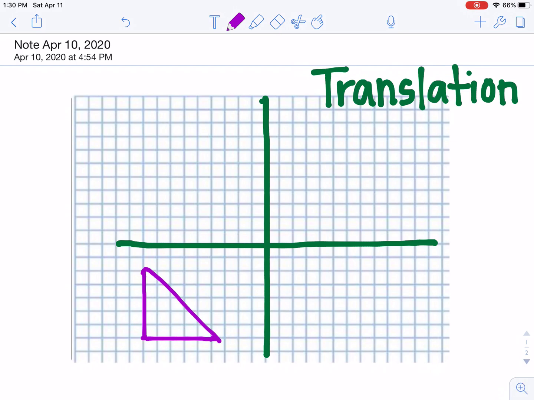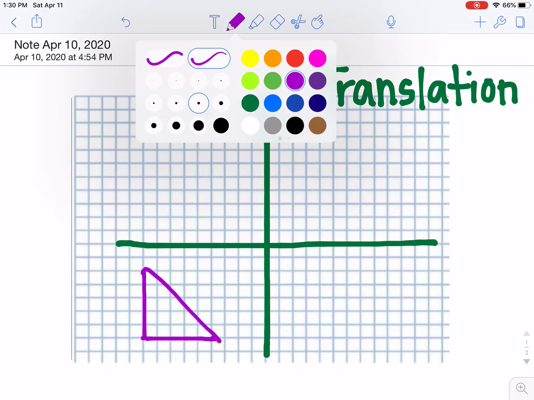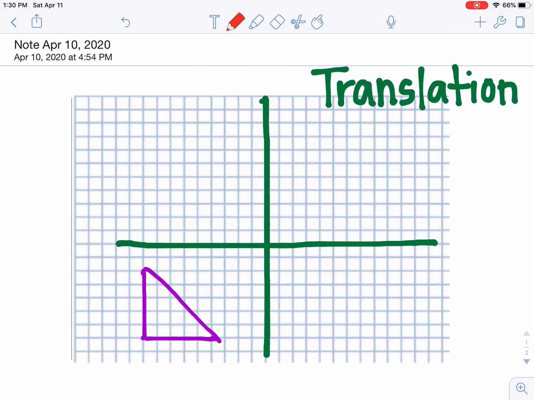And now if they asked you to translate it up 4, I'm going to make it with a different color. Let's do red. If they asked you to do it up 4, that means every point needs to go up 4. So this point right here would need to go up 4. 1, 2, 3, 4. And that's where it would go. And this point right here would need to go up 4. 1, 2, 3, 4. And this point right here would need to go up 4. 1, 2, 3, 4. And basically, you have just slid this exact shape up 4.